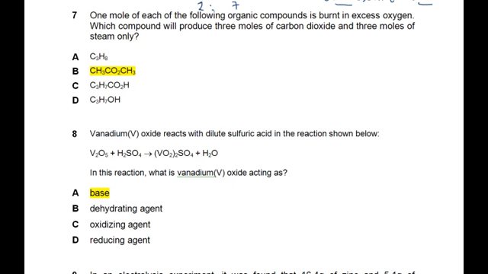Question 7 is really a trial and error question. But let me just balance the equation for you. So CH3CO2CH3 plus O2 is going to give you CO2 and water. Just a simple practice over here.